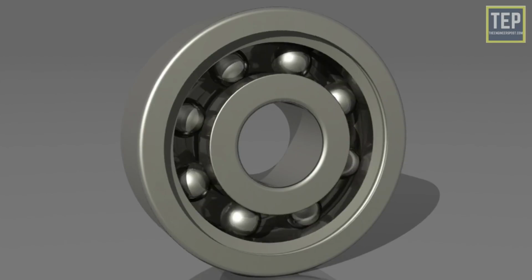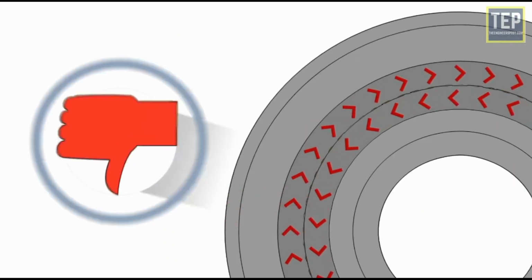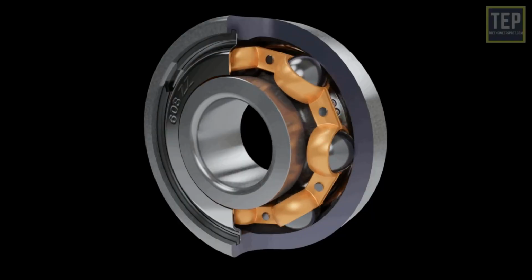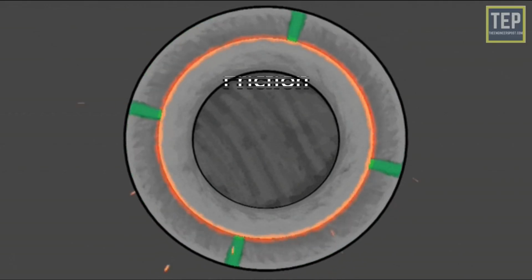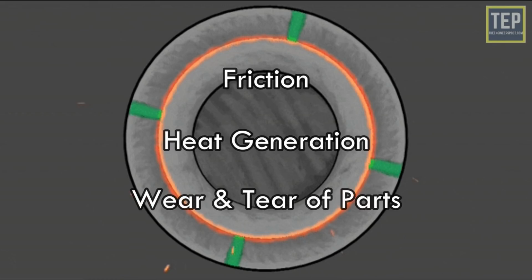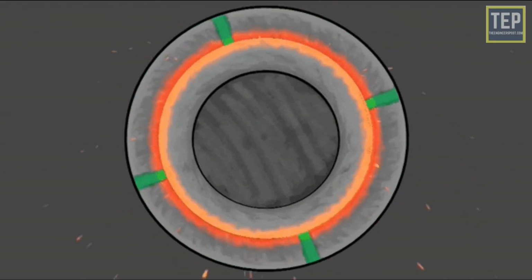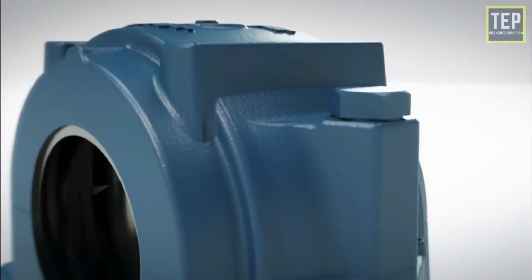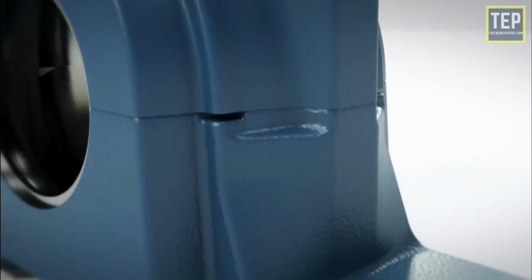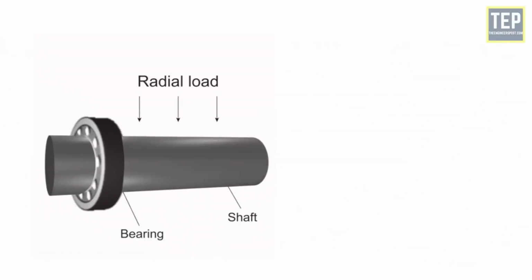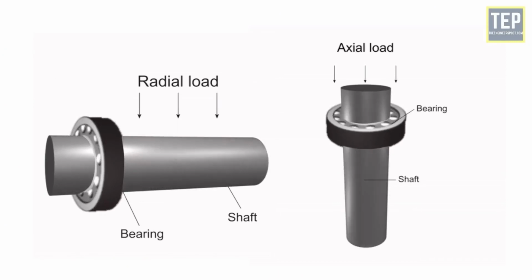The main purpose of bearings is to prevent direct metal-to-metal contact between two elements that are in relative motion. This prevents friction, heat generation, and ultimately, the wear and tear of parts. It also reduces energy consumption, as sliding motion is replaced with low-friction rolling. They also transmit the load of the rotating element to the housing. This load may be radial, axial, or a combination of both.